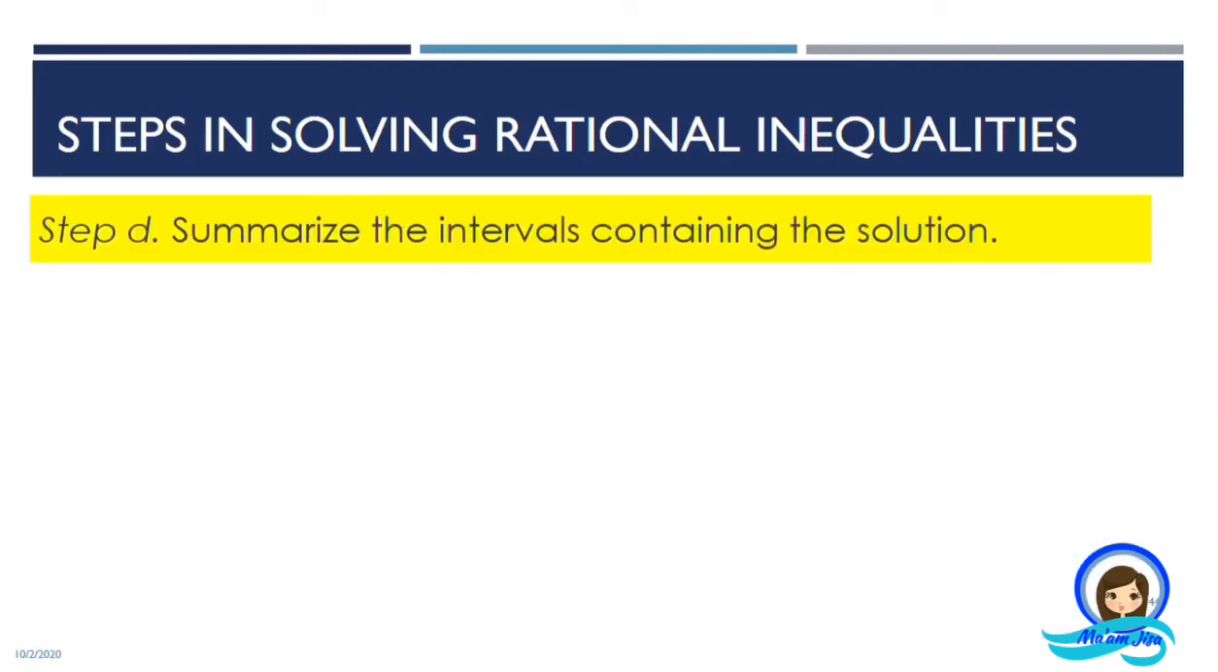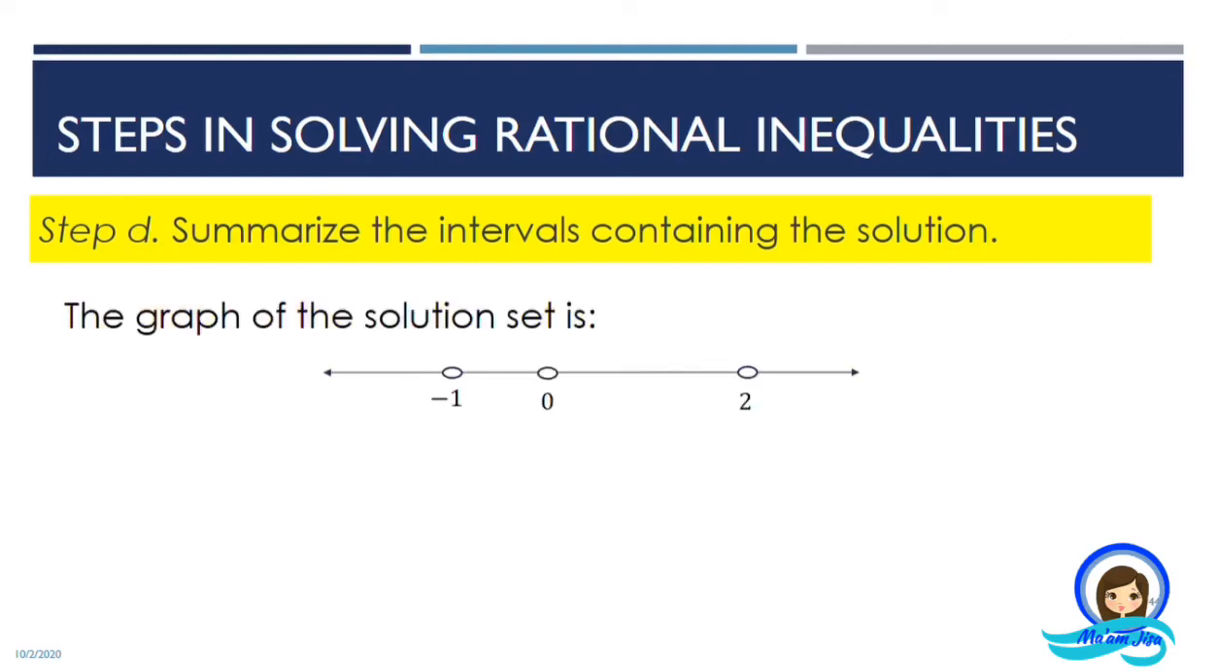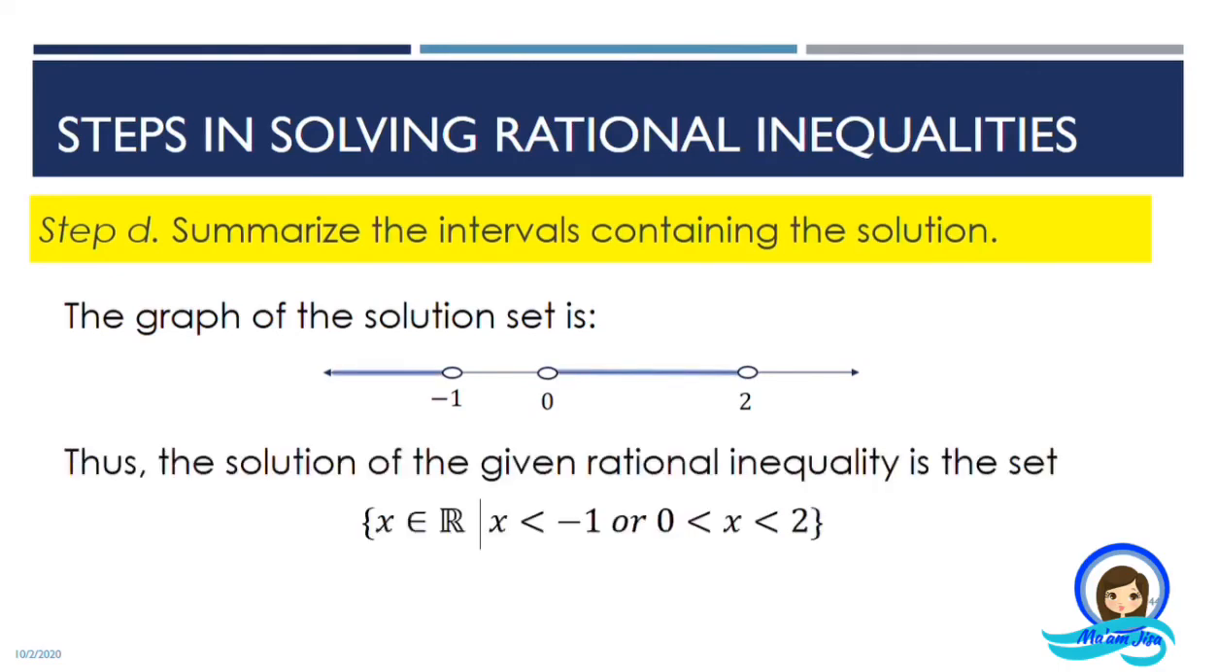So for our last step, we summarize the intervals containing the solution. The graph of the solution set is found in here. Thus, the solution of the given rational inequality is the set x is an element of real numbers such that x is less than -1 or 0 is less than x less than 2. We can also write this as negative infinity to negative 1 union with 0 to 2. We did not use brackets because 0 and 2 are not part of the solution. So with negative 1, that's why we are all using parentheses here.